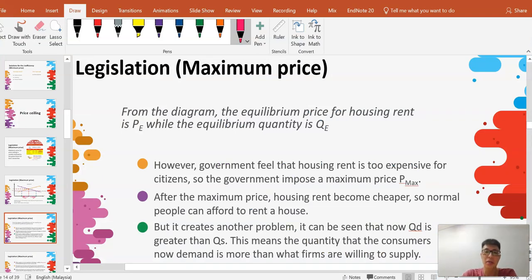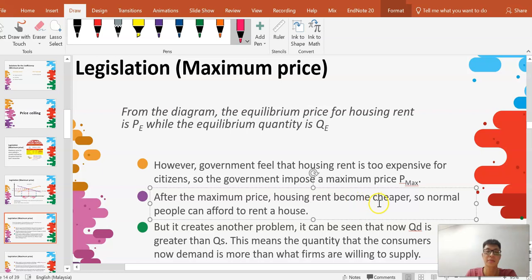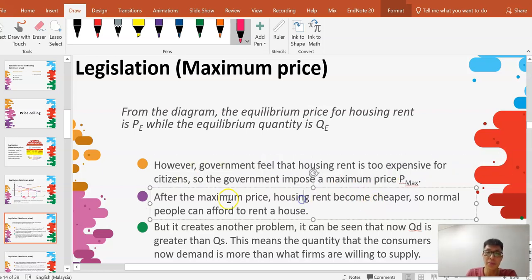However, the government feels that housing rent is too expensive for citizens. So the government imposed a maximum price. And this maximum price leads to the housing rent becoming cheaper. Now, normal people can afford to rent a house.